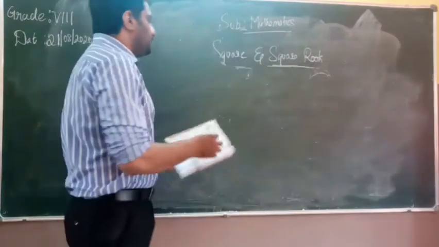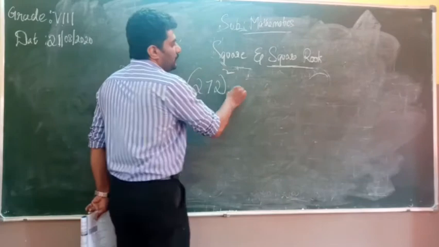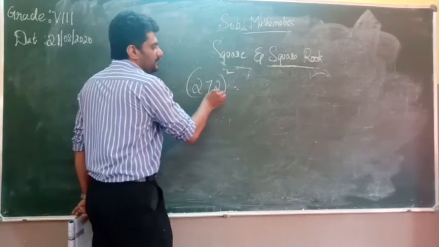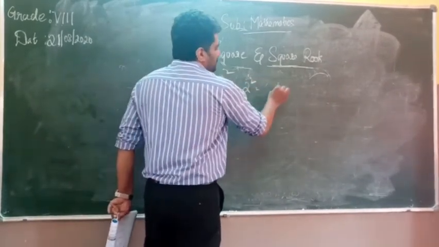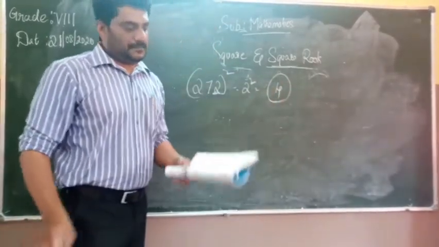As I explained, for example, if you have 272 squared, what will be the unit digit? You just have to square the 2, which is 4. This is the unit digit.